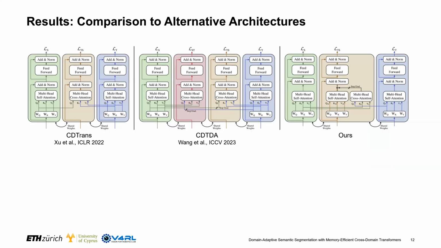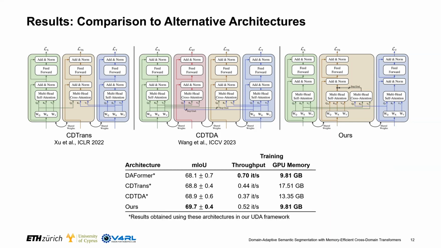Finally, we also provide a comparison against other cross-domain transformer architectures recently developed for UDA. For a fair evaluation, we integrate each of those in our UDA framework and run experiments on GTA to cityscapes. Results reported in the table below indicate that our approach achieves the best accuracy by a slight margin.